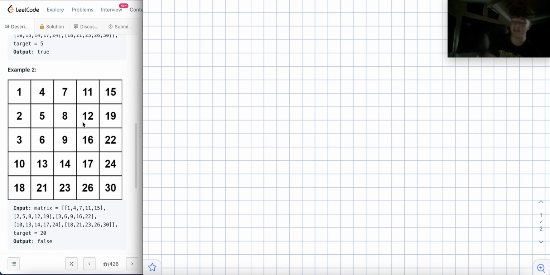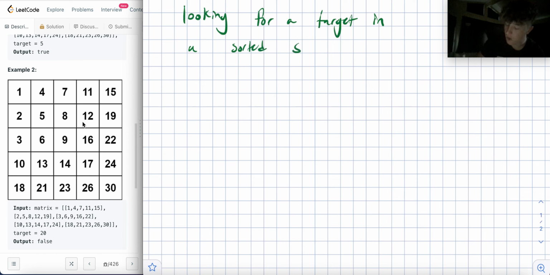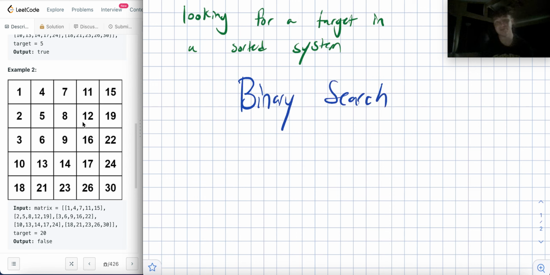Because when we're looking for a target in a sorted system, what does that almost always indicate, right? If you've solved other problems like this, if you've studied data structures and algorithms, this is almost always one thing only. And that one thing is binary search, right? It's always binary search. When you see I'm looking for a target in a sorted system, I use binary search. Why?